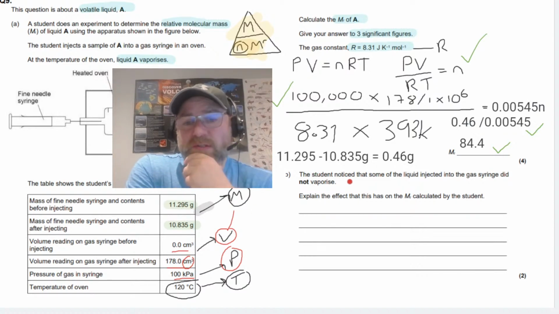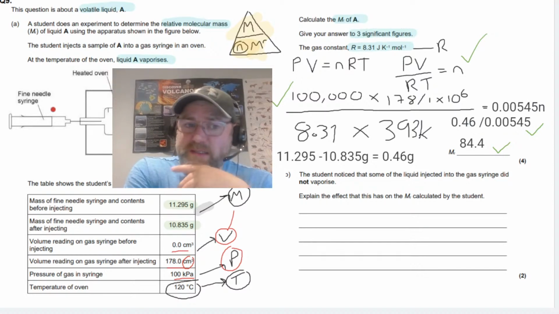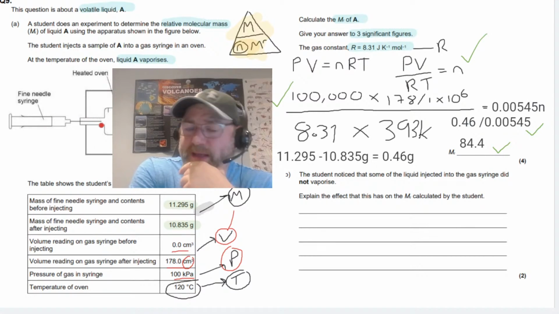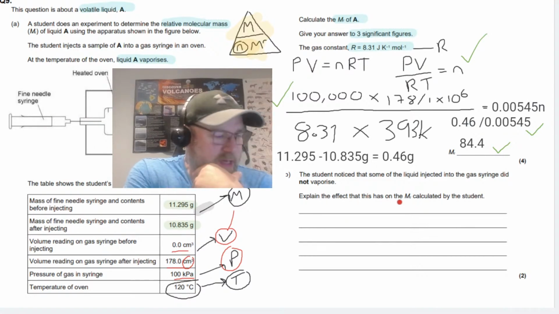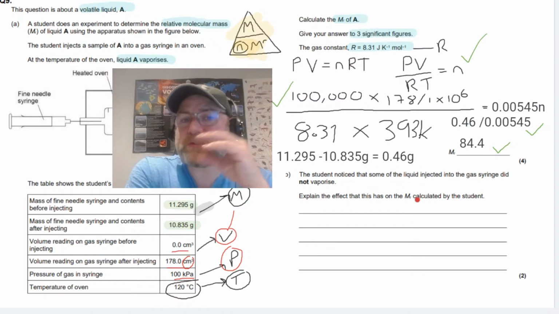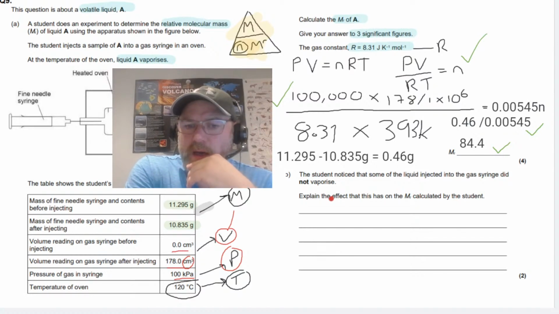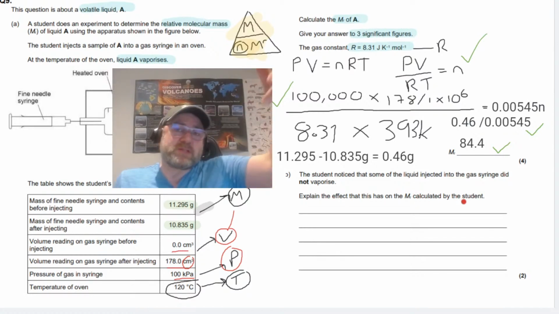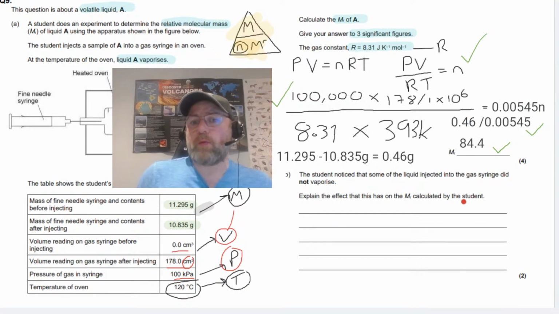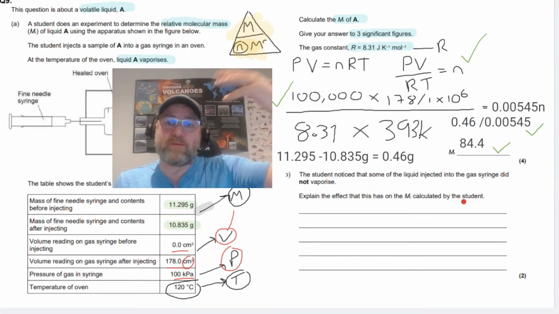The student noticed that some of the liquid injected into the gas syringe did not vaporize. So some of the liquid that they fired into the gas syringe did not vaporize, didn't turn into a gas. Explain the effect on the MR that we've just calculated, the 84.4. What would be the effect if not all of the liquid vaporized?